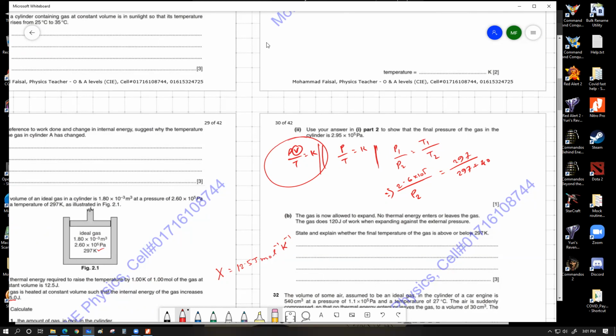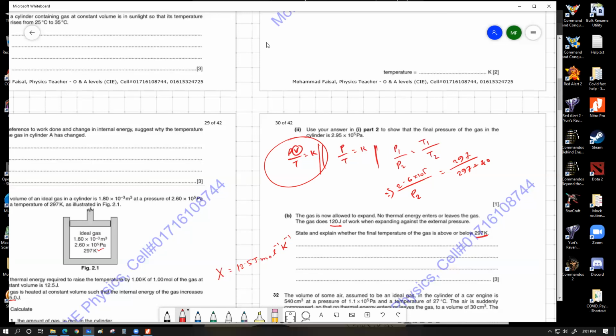Part B says the gas is now allowed to expand. No thermal energy enters or leaves the gas. The gas does 120 joule of work when expanding against the external pressure. So this is the minus W. Work is going out of the system. The system does 120 joule of work while it's doing work against the external pressure, which is atmospheric pressure, obviously. State and explain whether the final temperature of the gas is above or below 297 Kelvin.